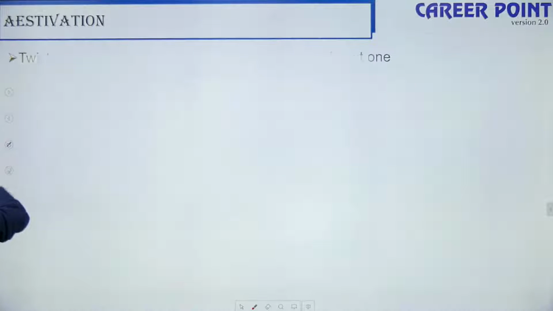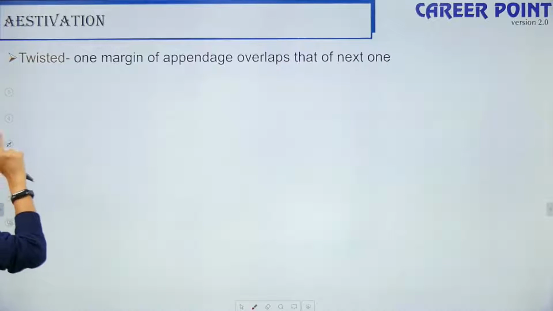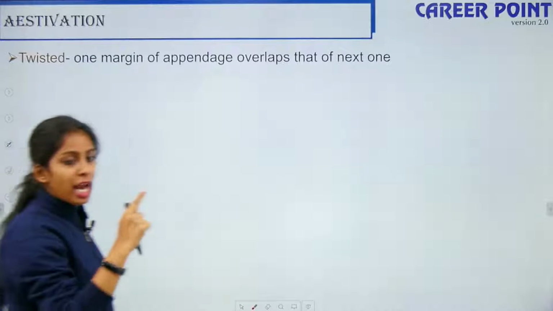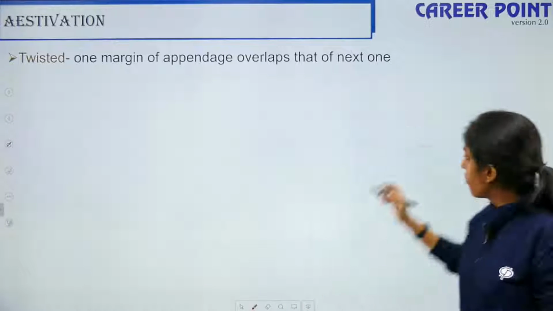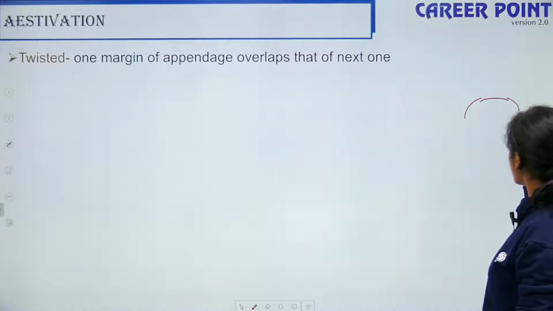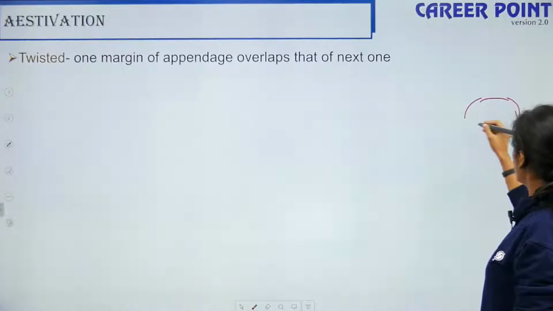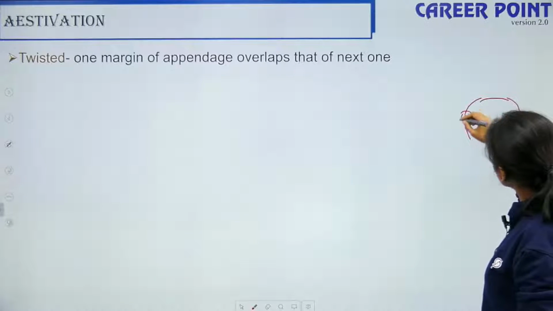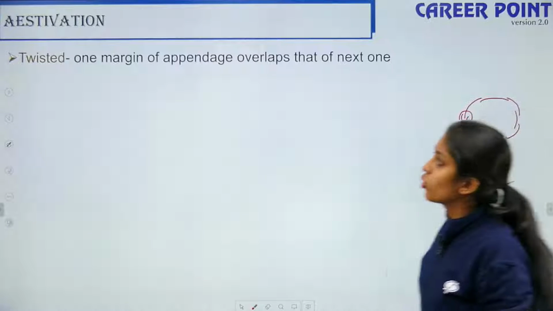So the next type is your twisted. So one margin of the appendage overlaps the next one. So if I have 5 petals, so this is there. So this overlaps like this. So there is overlapping on only one side. So this is known as twisted.